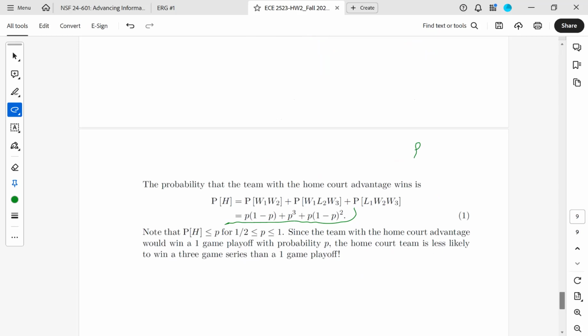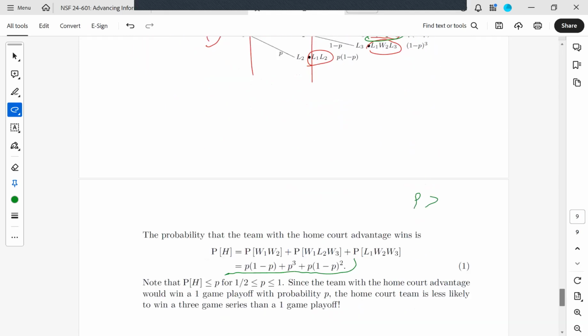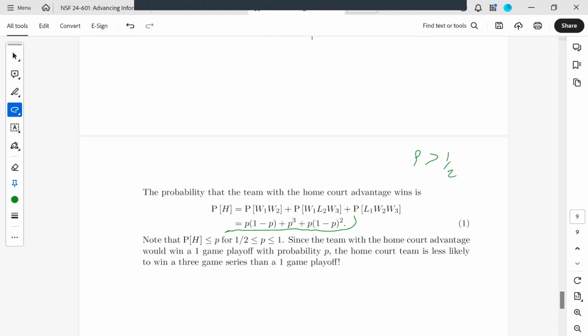So we want to see which one, knowing that P is a number, whether it is equal to or bigger than half, would give the home advantage team a higher chance of winning. So it has a higher probability. How can we decide that? There are a few ways to calculate that. First of all, we have to calculate this function based on P. We have to simplify that function.